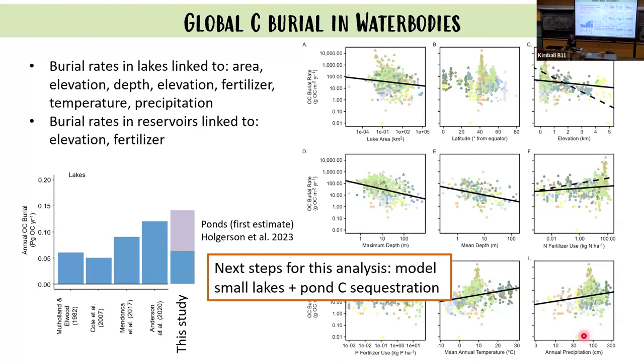So our back of the envelope calculations that we have published suggest that ponds, systems that are small, have higher total carbon burial rates than all those big lakes. So that purple is what we would have to add on top of that. Our numbers get higher again for these systems that haven't been included in the budgets in the past. We're still working on how to model those and put them in with things like temperature and elevation and all the driving variables. So that's to come yet.